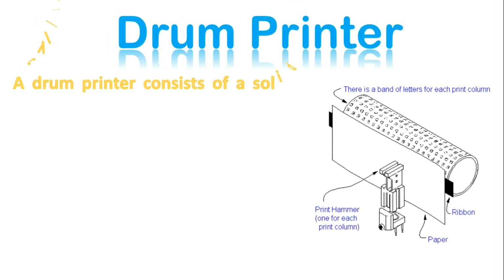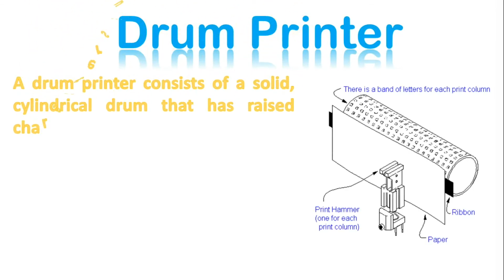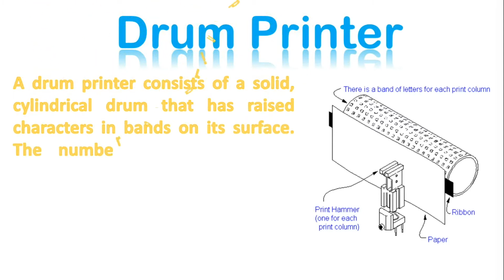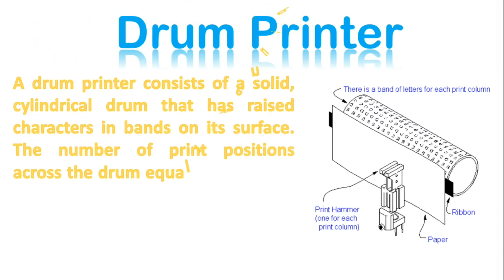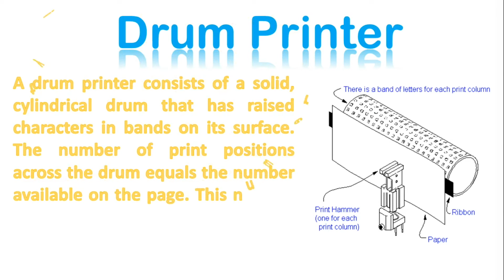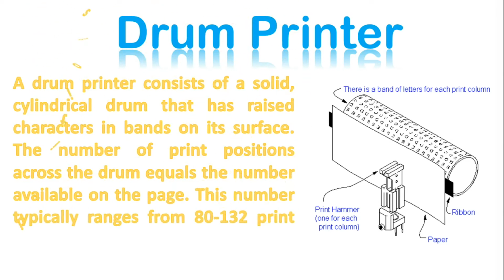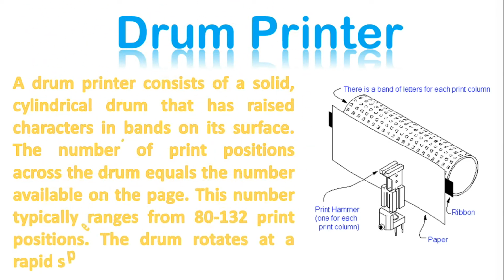Drum printer. A drum printer consists of a solid, cylindrical drum that has raised characters in bands on its surface. The number of print positions across the drum equals the number available on the page. This number typically ranges from 80 to 132 print positions. The drum rotates at a rapid speed.